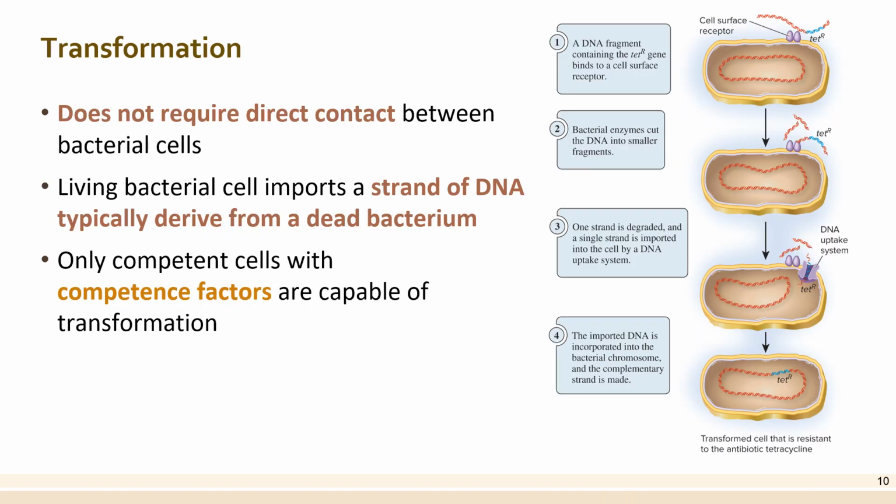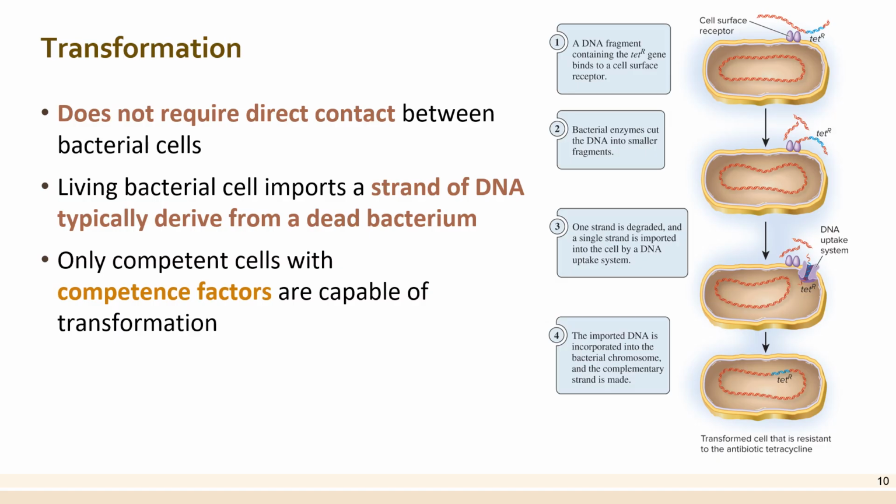Our second mechanism of horizontal gene transfer in bacteria is the process of transformation. Transformation does not require a direct contact between the cells. Instead, the bacterial cell pulls in DNA from the surrounding environment. Now, this is probably going to be present because when bacteria die, they lyse, they break, and their DNA is released. It can also be a plasmid that for some reason gets released. It just depends on what is floating around the environment of the cell.